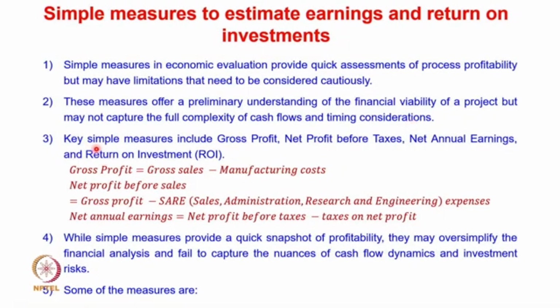Okay, so the key simple measures include gross profit, net profit before taxes, net annual earnings, and return on investment. These are the definitions which are given here. We are going to look at each of these in a little more detail. So gross profit is nothing but what? Gross sales minus manufacturing cost, that is the gross profit. Net profit before taxes is nothing but gross profit minus the expenses associated with sales, administration, research and engineering, and that is represented as SARE. So if we subtract these expenses from the gross profit, that gives us the net profit before taxes.